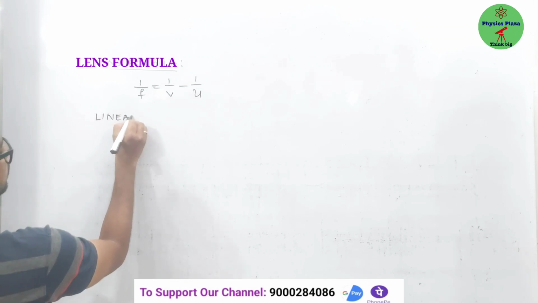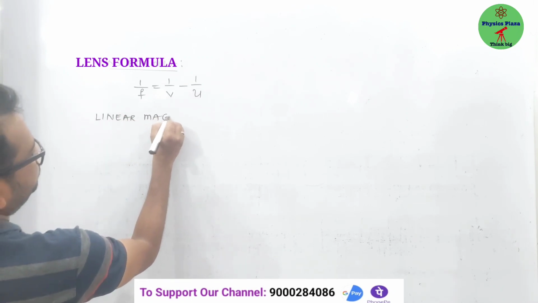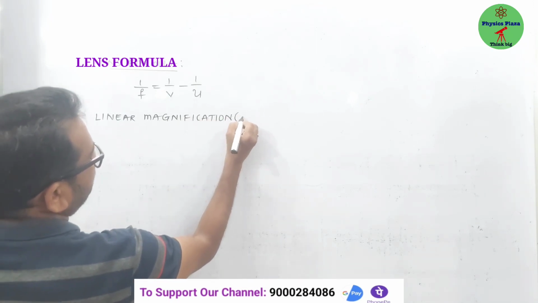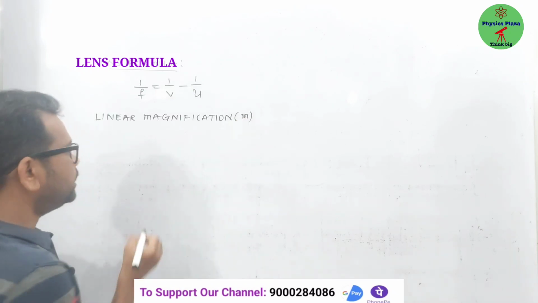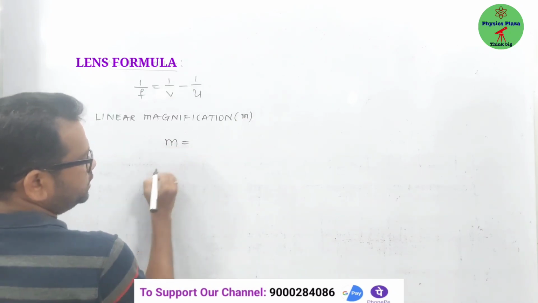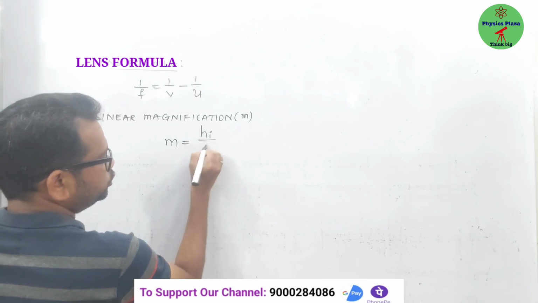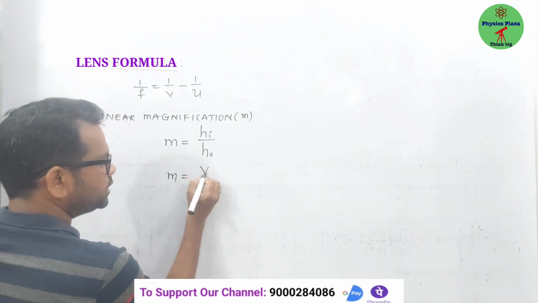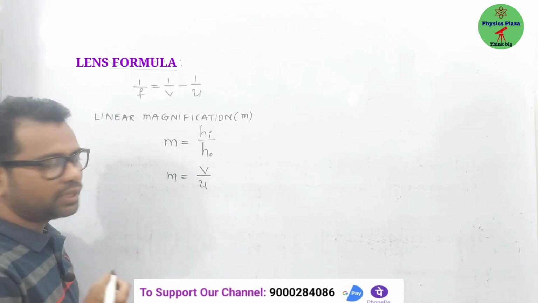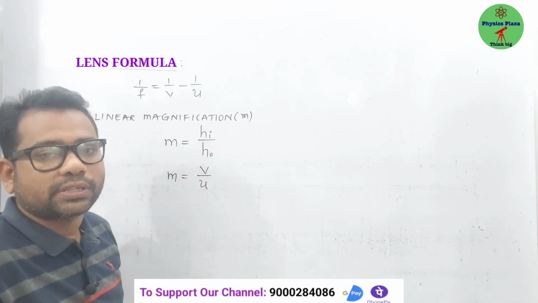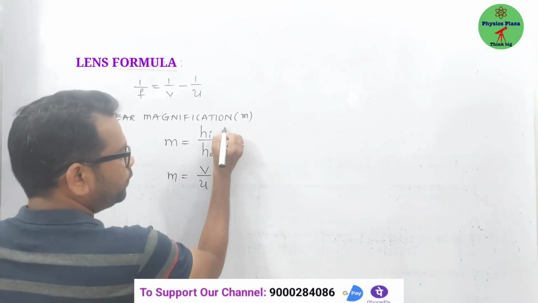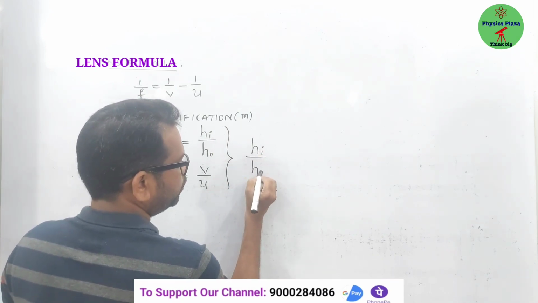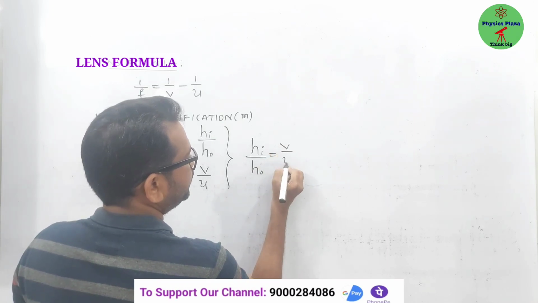Now, linear magnification. Linear magnification is usually represented with the letter small m. Children, linear magnification is defined as the ratio of image height to the object height, or it is also defined as image distance to the object distance. There is no unit because it is a ratio between two similar physical quantities. Now from this we can establish one more important relation: h by h naught is equal to v by u.